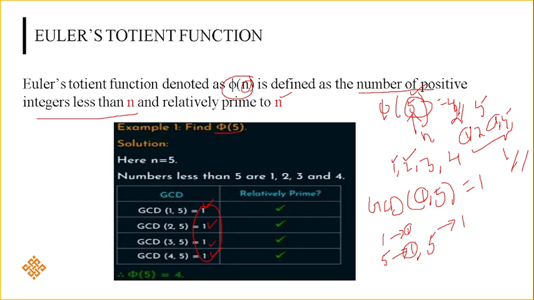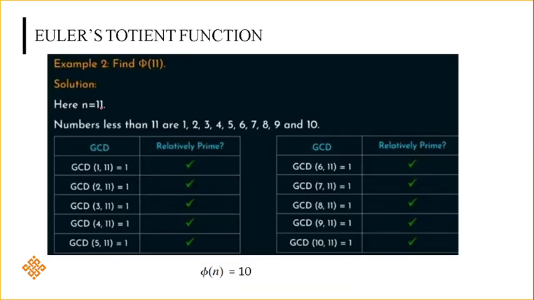So in this way, the count of values that are less than n and relatively prime to n is called the Euler's totient function. Hope you understood. Let us see one more example. Find the Euler's totient function phi of 11. First take all the numbers less than 11, that is 1 to 10, and see which are relatively prime to 11.